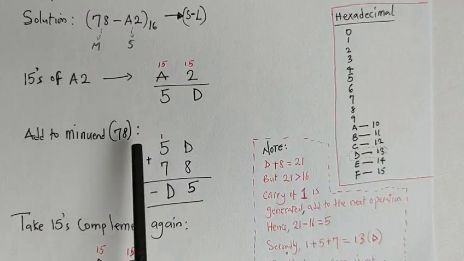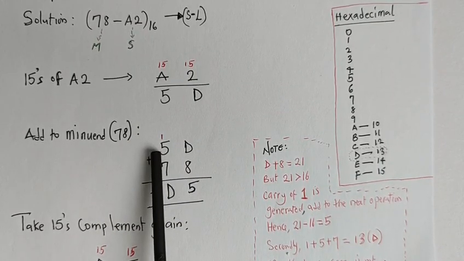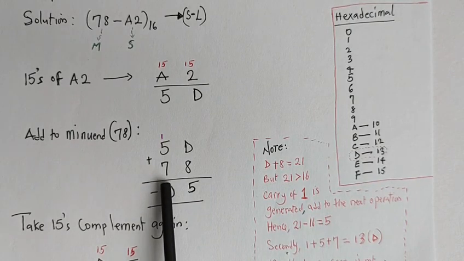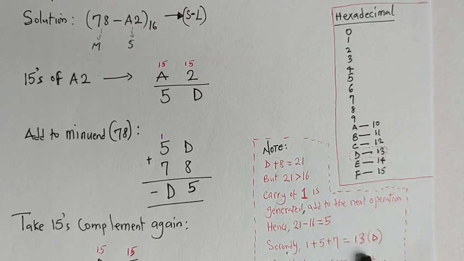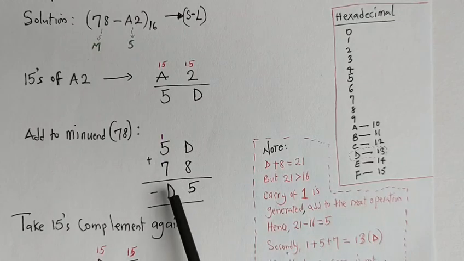I've denoted the carry with the purple ink. So 1 plus 5 plus 7 gives us 13, and 13 is nothing but D at this point. So we're going to write D.